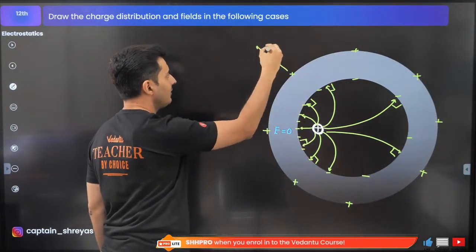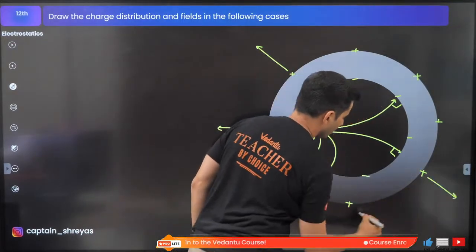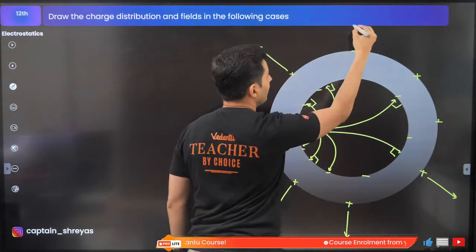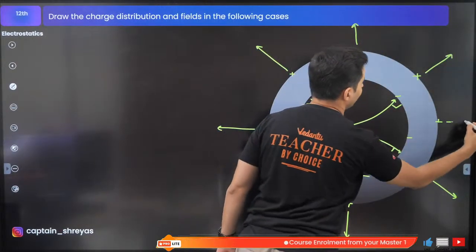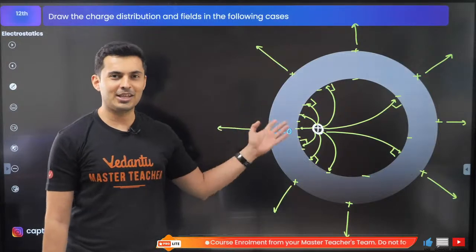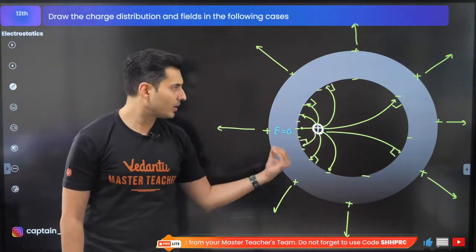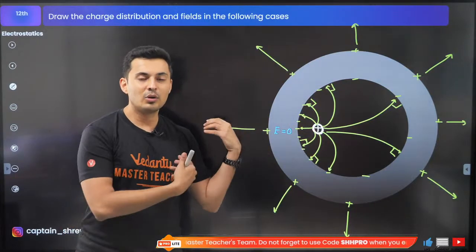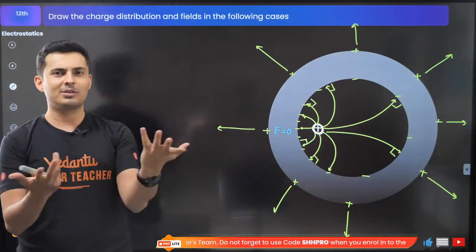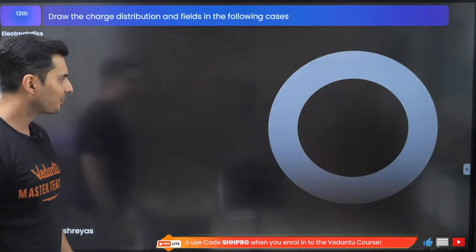So here the field lines will be just radially outwards. That's all. You will just see radial field outside the conductor. That's it. So this is the best part about the problem, that outside the field distribution is symmetric, but inside it is not, and there is no reason for outside charges to know what is happening inside because the field is completely cut out. So this is how you solve this question.